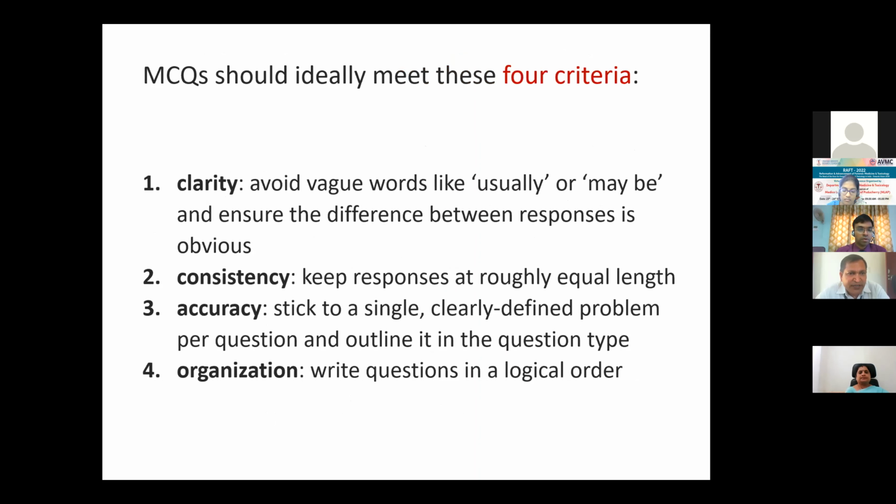So an MCQ must have clarity. I already told you that it must have clarity. It should have consistency. The responses should be of roughly equal length. Accuracy will be there. And organization, right? Questions in an organized way, in a logical order. So these are the four important criteria for making a good MCQ: it should have clarity, consistency, accuracy, and it should be organized in a logical order.